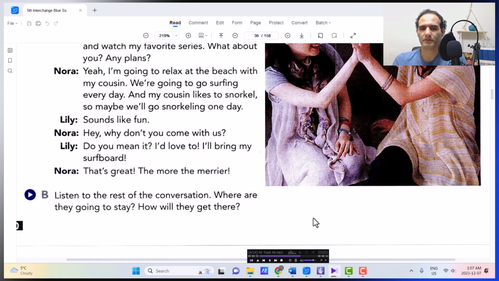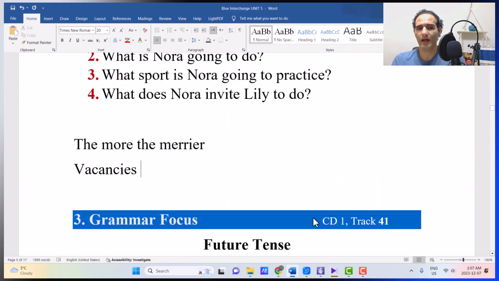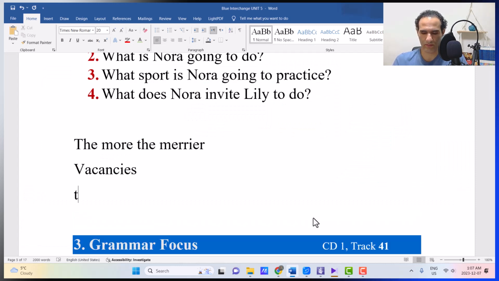Sounds good. And when are we going to go? There is a bus that leaves at 6 o'clock in the morning. So a bus leaving at 6 o'clock in the morning? Is that too early for you? That's fine with me. I think I'll be too excited to sleep.